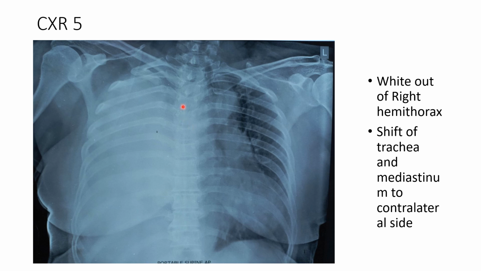Again, here you can very well see the complete whiteout. So this is a complete whiteout of the right hemithorax, and then you have the shift of trachea. Trachea is up here somewhere. So it's here, shift of trachea and shift of the mediastinum. So complete whiteout with shift of trachea and the mediastinum indicates massive effusion.